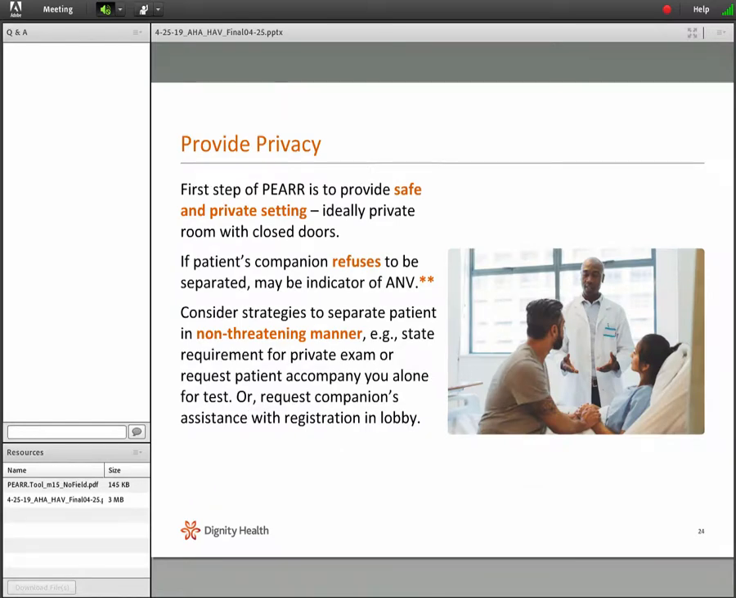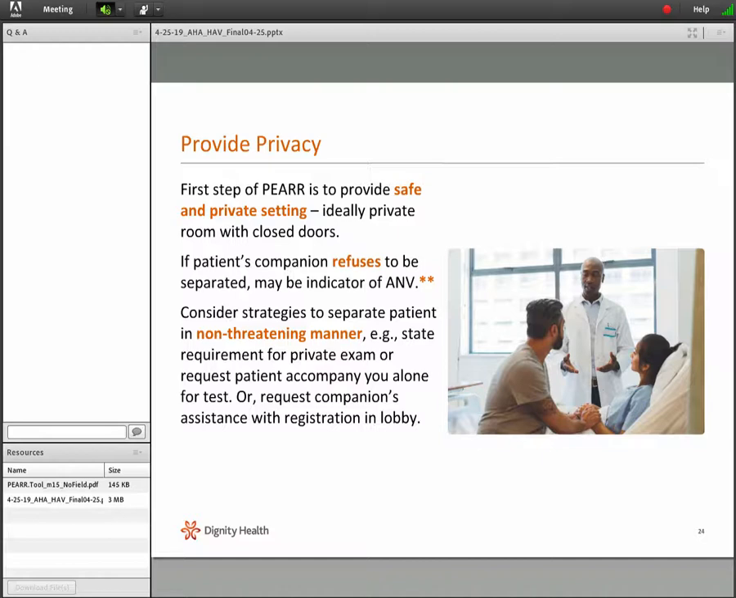Okay, so the first step is to provide a safe and private setting. Ideally, this is a private room with closed doors. That's not always available in a hospital setting, so as private as possible. If the patient's companion refuses to be separated, this may be an indicator of abuse or violence. It isn't always the case. Doesn't necessarily mean it definitely is going on, but it may be.